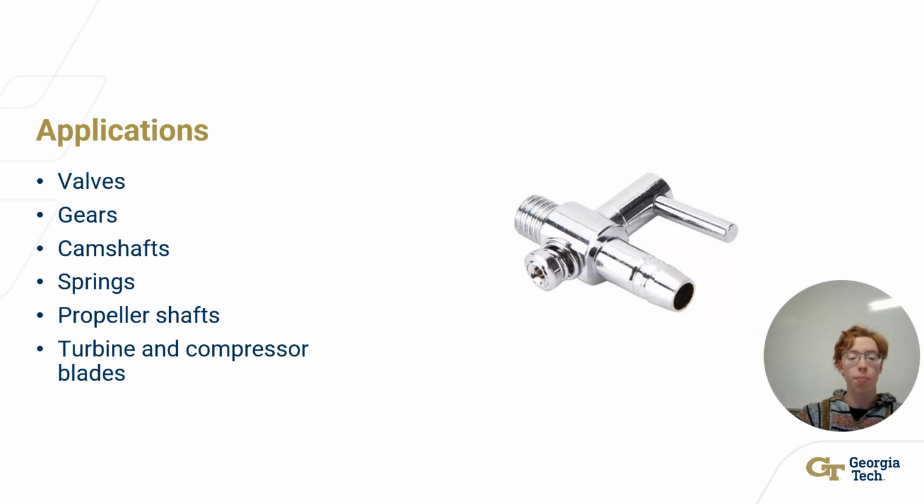Shot peening is used on many parts that are constantly or nearly constantly spinning or moving. This is because these parts are particularly susceptible to fatigue. Some examples include valves, gears, camshafts, springs, propeller shafts, turbine blades, and compressor blades. The improvement of fatigue life outweighs the cost of shot peening for these applications.